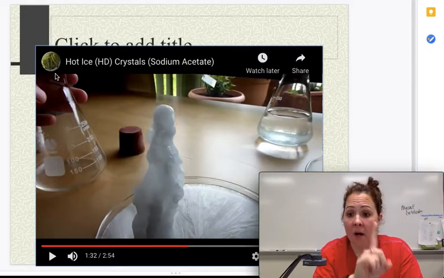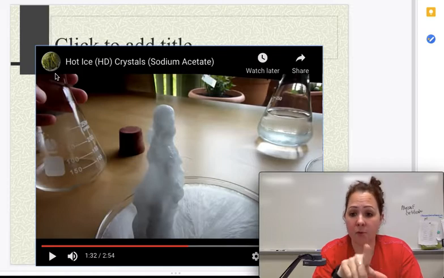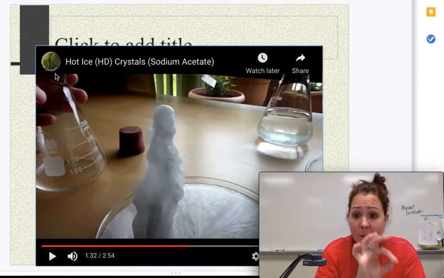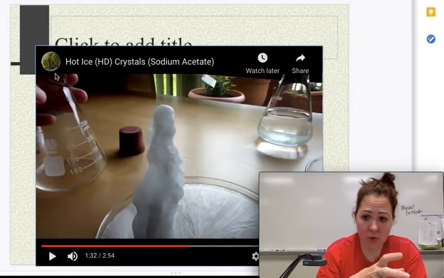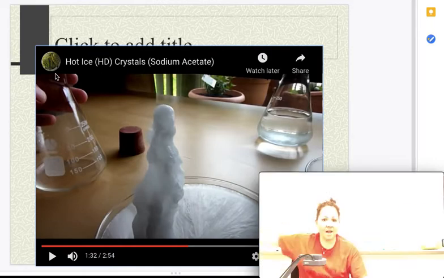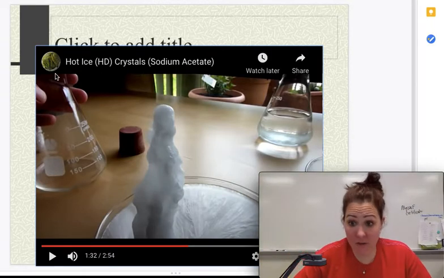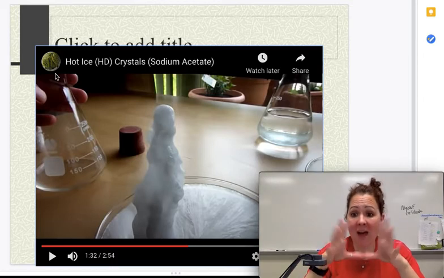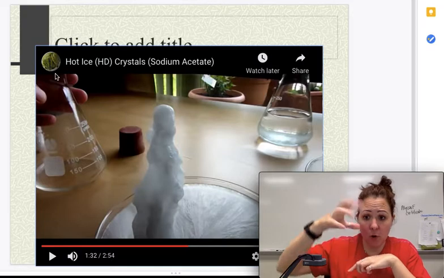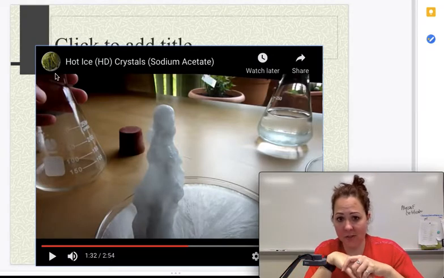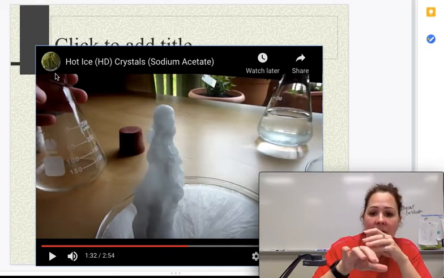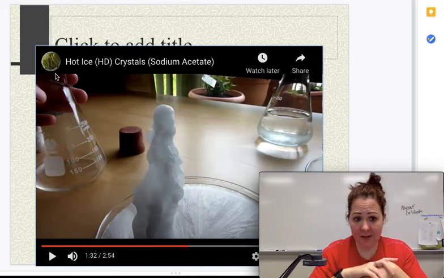So the difference here: unsaturated means that there's more room for solute to dissolve. Saturated means that you are out of room. Supersaturated means that you take a saturated solution, you heat it up, you put more particles inside of the solution than what should actually fit, and then after that, you cool it back down. So you have to go through that whole process. Heat it, add more, cool it, and then it's called a supersaturated solution. Supersaturated solutions are very unstable, which means that they'll kick out the extra particles the first chance that they get.